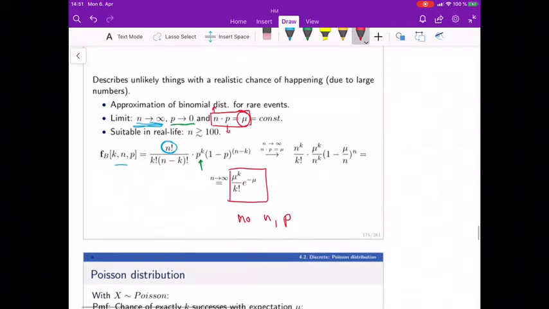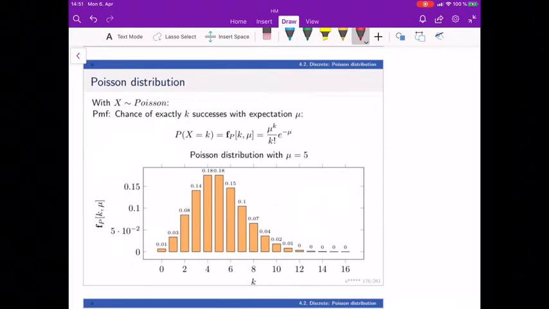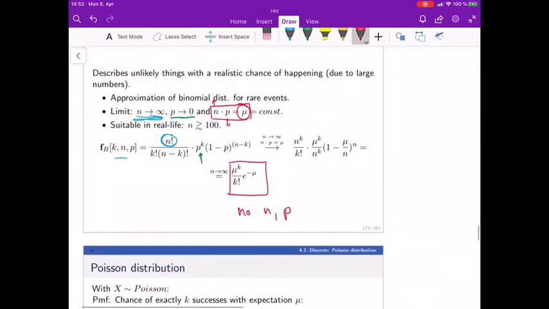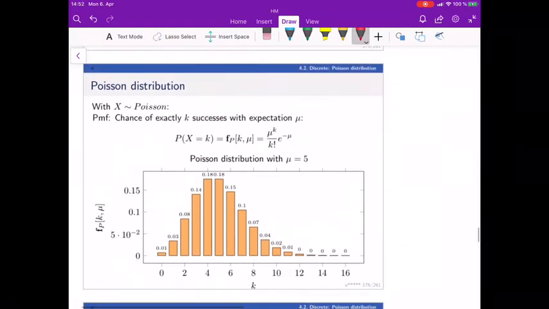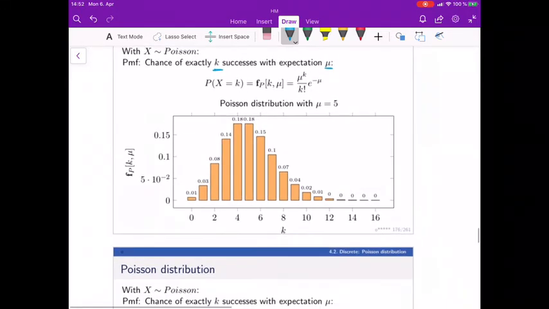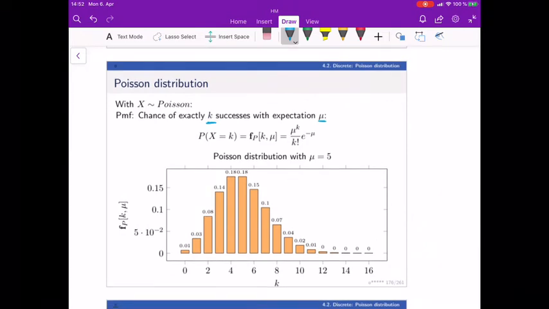Okay, let's look at this. What does it look like? So as it turns out, this mu, here it was n times p, that is also the expectation value. So we have a formula here that incorporates exactly the expectation that we have. So what are the chances of k successes when we have an expectation mu? And we can use the Poisson distribution with that. Just put it into the formula and the distribution looks like that.